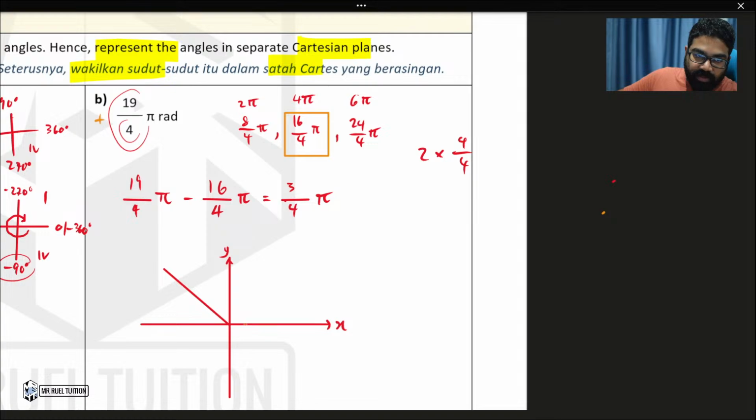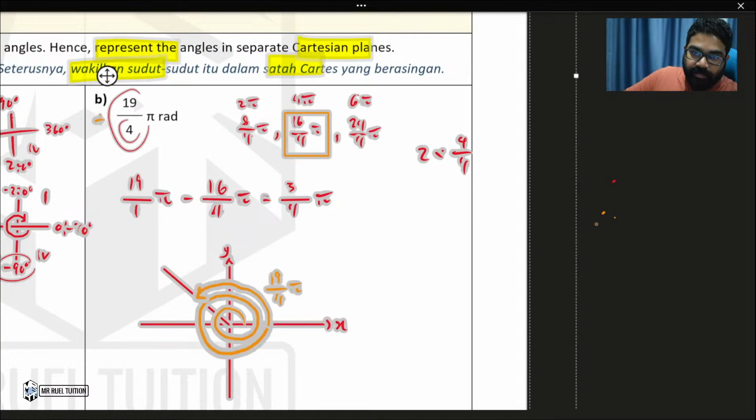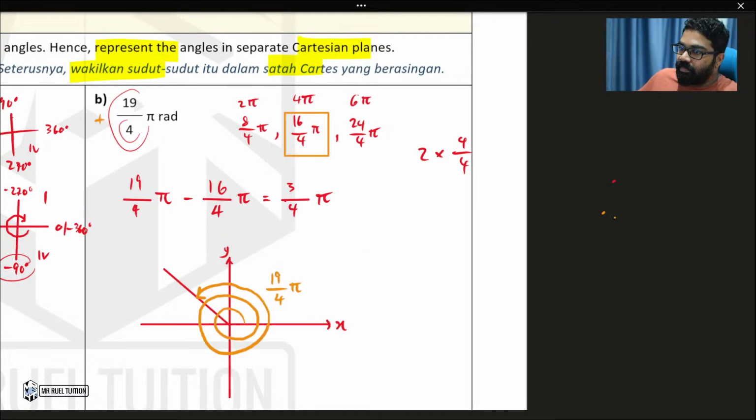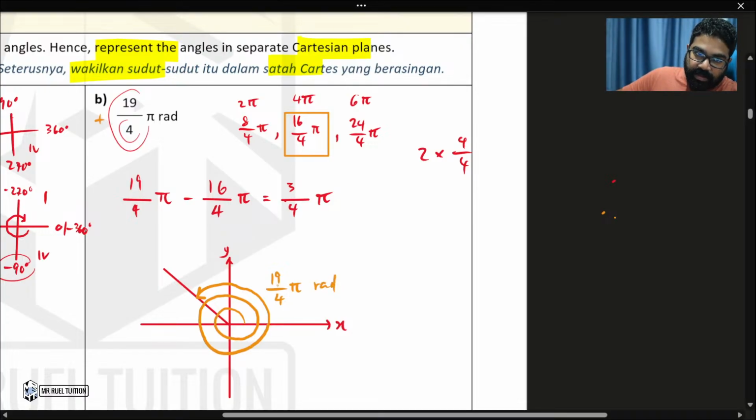Let me repeat that. So kita mula di sini. You start here, positive x-axis. Go 1 round first. 1 pusingan dulu. Okay, ini 360. This is 2 pi. Another round, 720. This is 4 pi. Understand? Now only kita teruskan. We continue until here. Finish. The last round. So this is 19/4 pi radian. Jelas tak kelas? Understand? Kan?